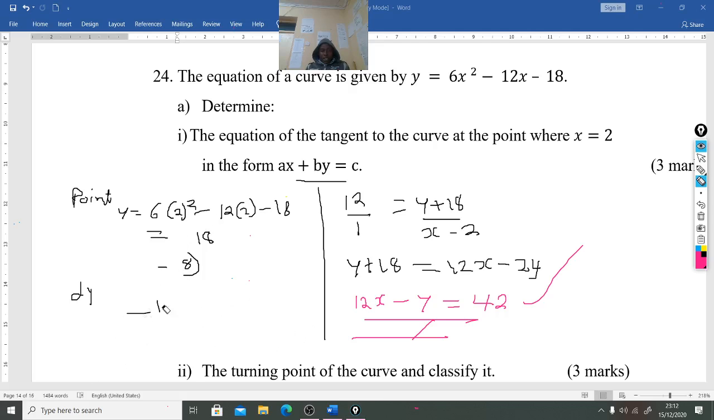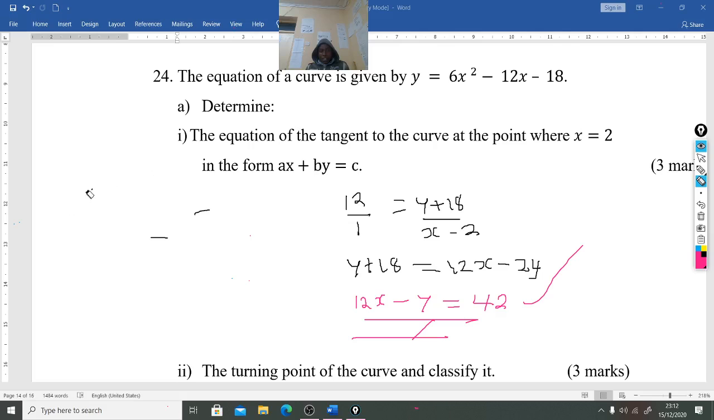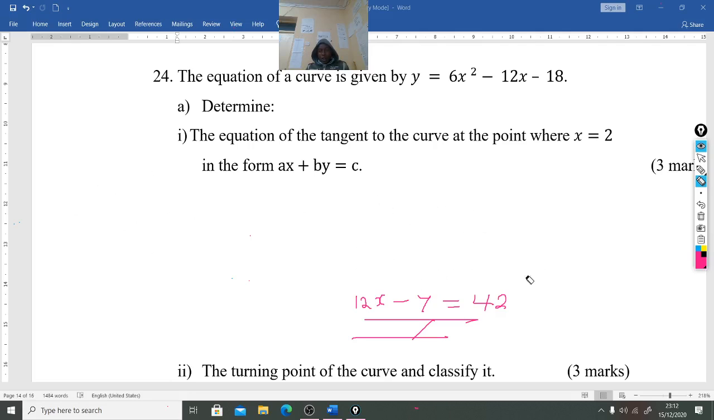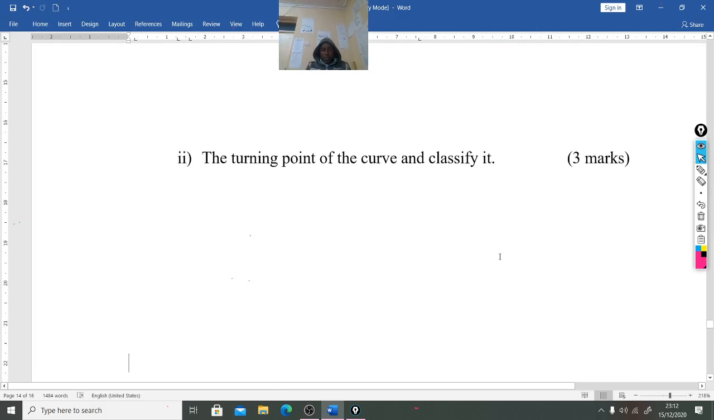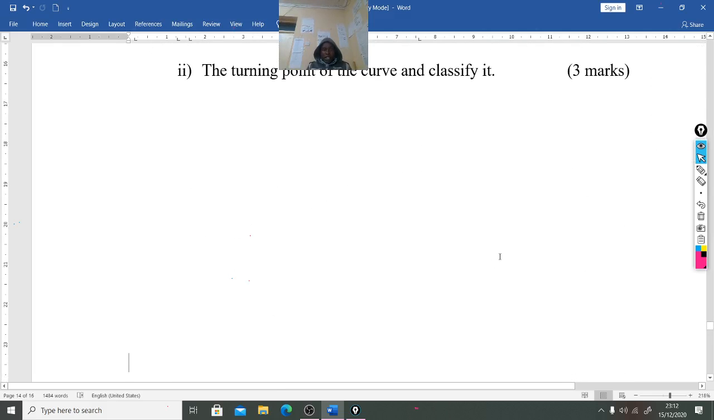Now, we talk about the turning point, how to find the turning point. We've calculated the turning point and now we classify that turning point. Classifying is saying whether it is a maximum or a minimum. So what you do in that case is classify the turning point and say whether it's a maximum or a minimum. At a turning point, dy over dx equals 0.